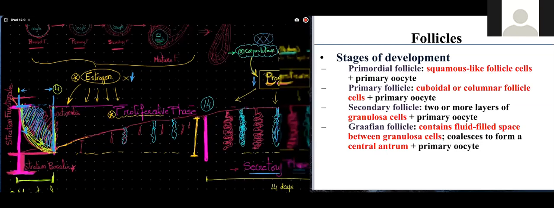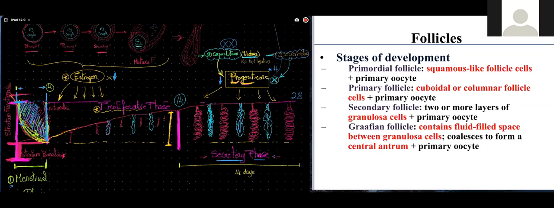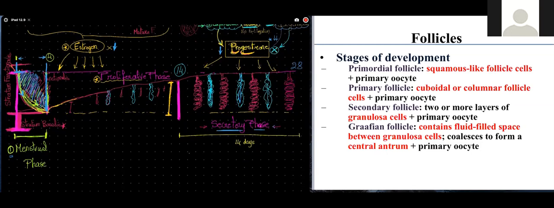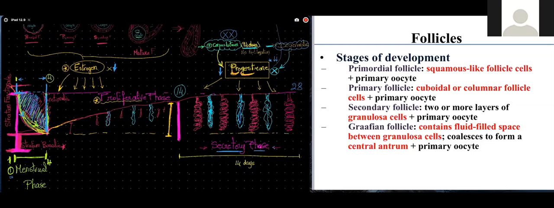So we see here 3 phases of the menstrual cycle. First phase, it will last for around 4 days, starting from day 1 to day 4 of the cycle. This is what we've called the menstrual phase. By day 4, what happens?